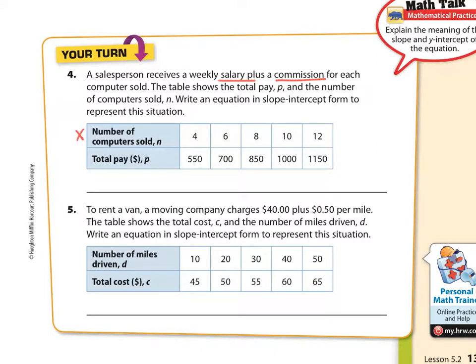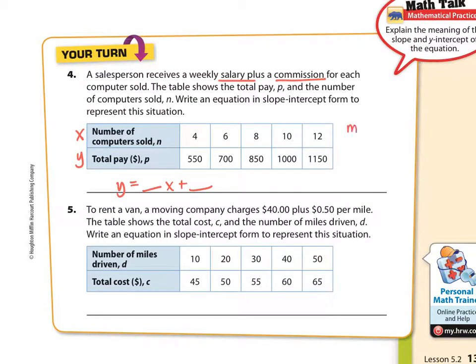The top row is my X, the bottom row is my Y. I don't need that many numbers. That's actually too many numbers. And so in order for us to find our slope and our y-intercept, y equals mx plus b, I need to figure out my rate of change. That means if he sells a computer, how much is he making?